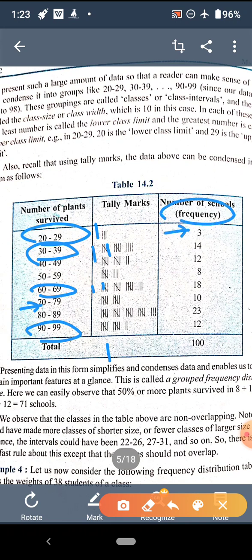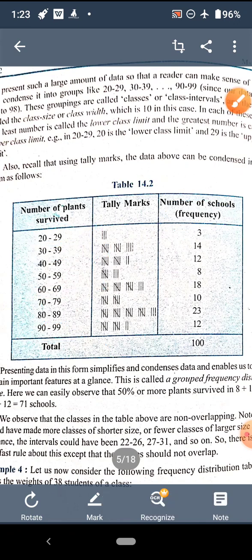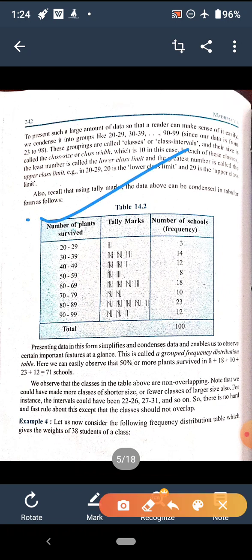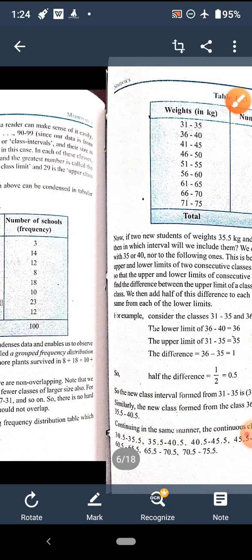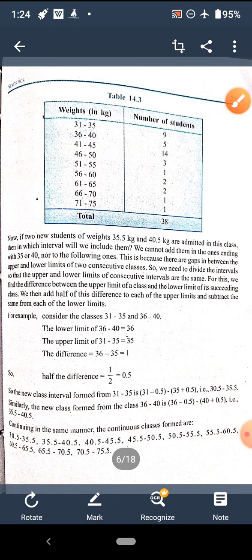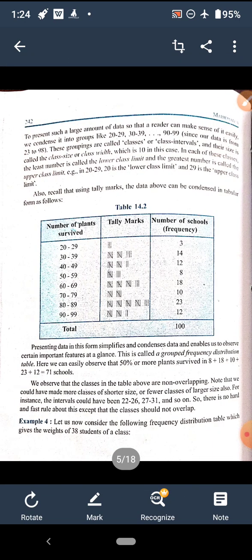Frequency is the number of schools. So in this manner you will prepare a grouped frequency table. What is this table called? Grouped frequency distribution table. Now you can see the next question, that is Example number 4.